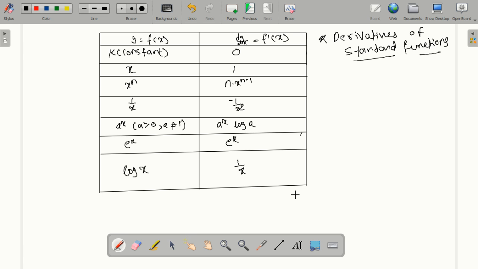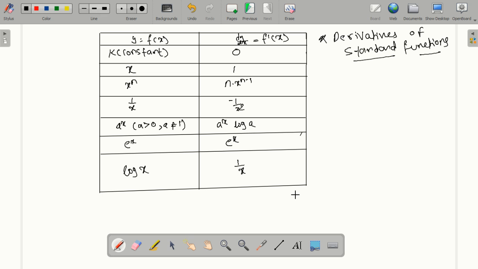Most probably, this is one of the most important classes because you really need to memorize the derivatives of standard functions. As you belong to the commerce background, you don't really have the derivation of these standard functions. For example, the derivative of x is 1, which comes from the first principle formula. As you are from a commerce background in your HSC, you don't have to derive this, right?